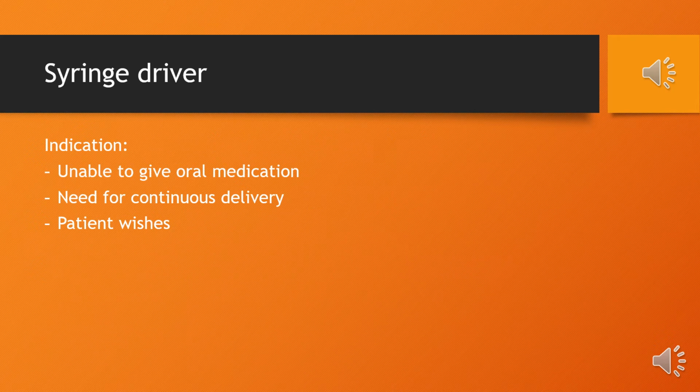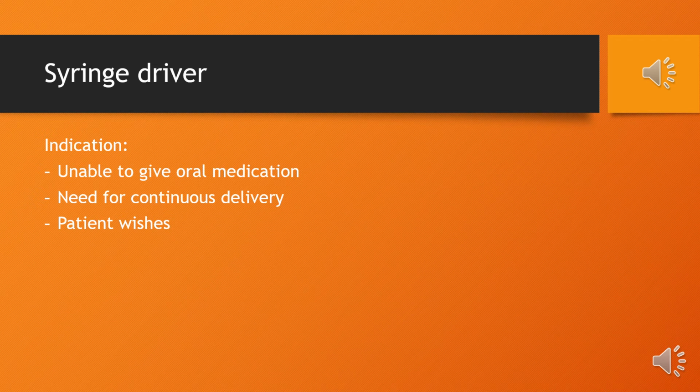This brings us on to the indications for a syringe driver. So the indications for a syringe driver are the inability to have oral medication. This isn't always because their GCS is low. It can be because they've got an unsafe swallow and they are towards the end of their life. It allows you to deliver continuously, so if you've got refractory or persistent symptoms, then this can be really useful, and sometimes patients actually request it, and I have had that on the geriatrics ward.